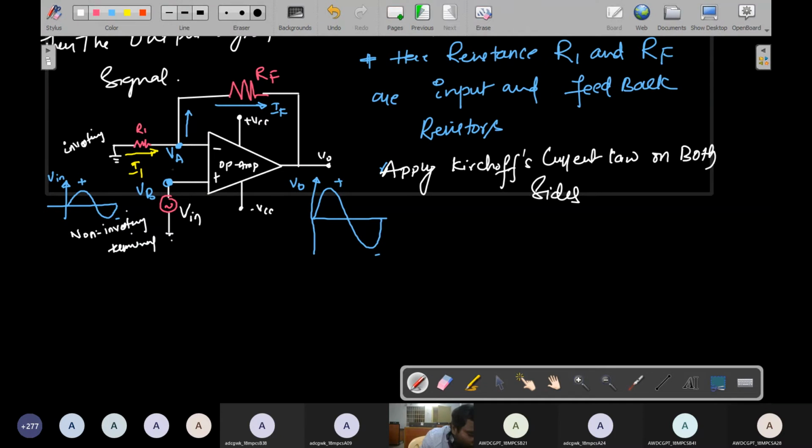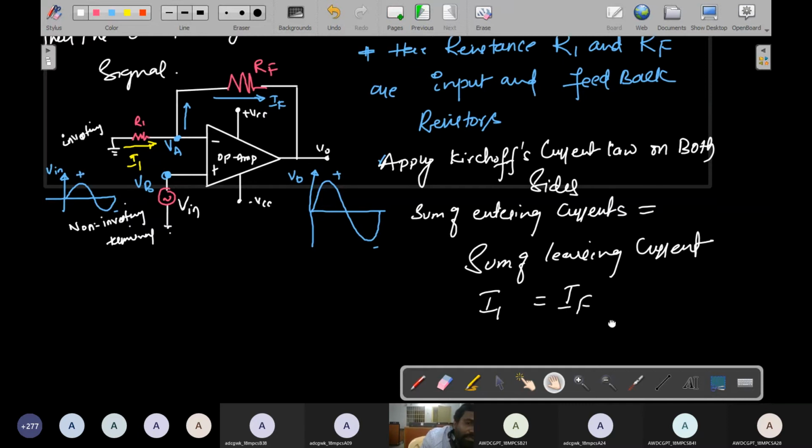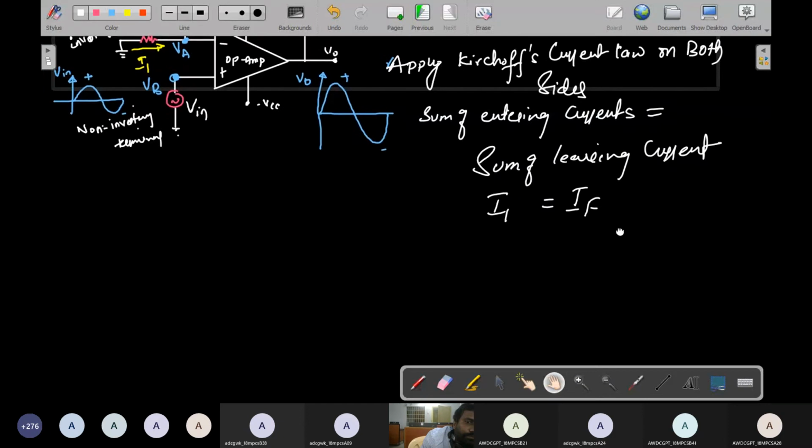So what is the sum of the entering currents? The entering current is I1, and the leaving current is IF. So the sum of the entering currents is equal to the sum of the leaving currents. The sum of the entering current is I1 and the sum of the leaving current is IF. So simply I'll write it here.